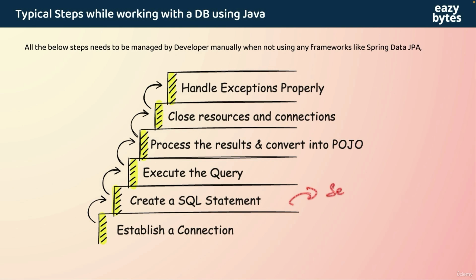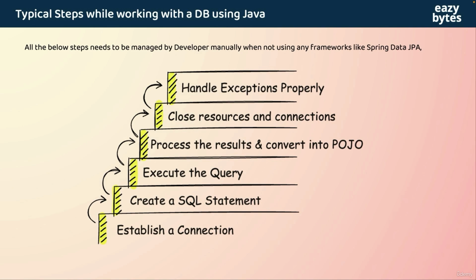This is like literally writing select, insert, delete or update statements inside the Java code. Once the SQL statement is ready, the same SQL statement needs to be executed against the database connection created in step 1. Once the query is executed, the database is going to return the results. Obviously, whatever raw data the database returns to the JDBC library, our Java code cannot understand. Our Java code can only understand and interact with Java objects.